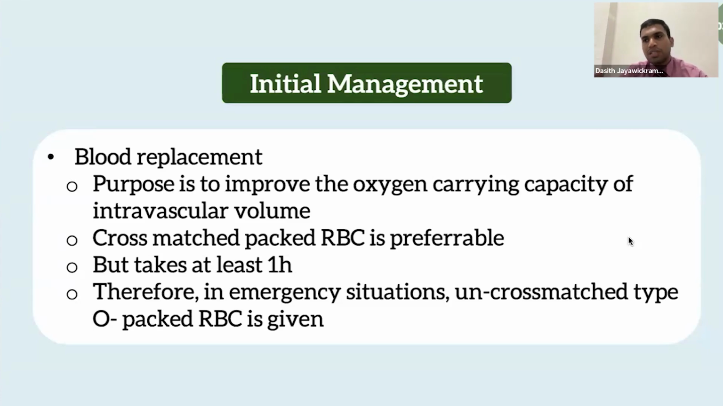Because this can be asked in SBAs. What are you going to do? Uncross-matched type O negative blood, or cross-matched blood, or continue fluid resuscitation with crystalloids or inotropes. They can give answers like this. So what is the question? What is the answer? They can question like that in SBA. So you need to know this principle.